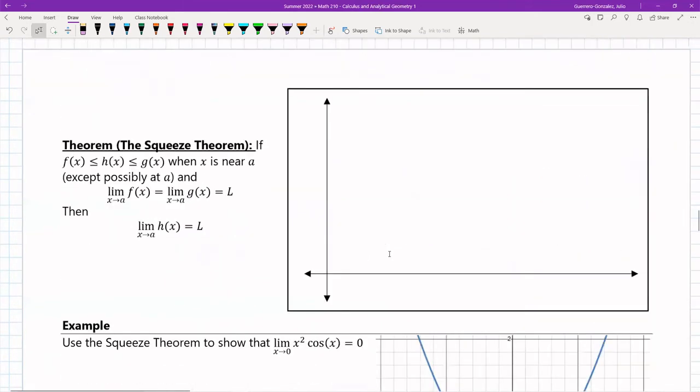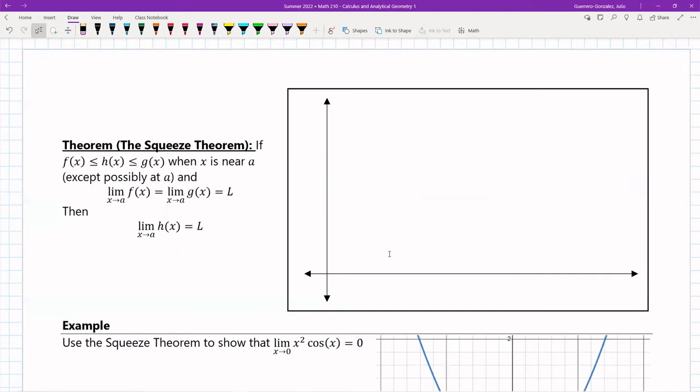This one is a really important one. This is actually used a fair amount in higher level math. It's called the squeeze theorem, and there's a reason why we call it the squeeze theorem. It's essentially we're squeezing one function in between two other ones above and below. Okay, so let me read out the theorem itself.